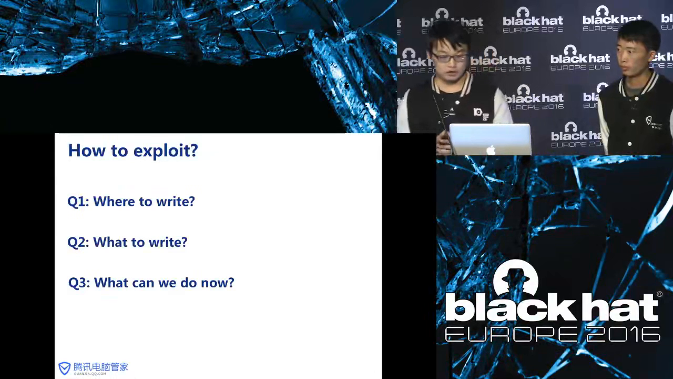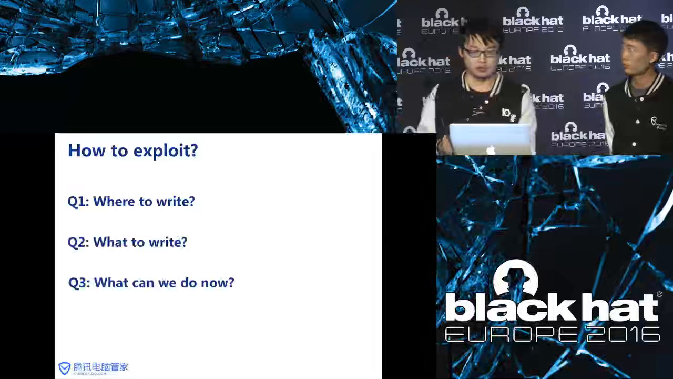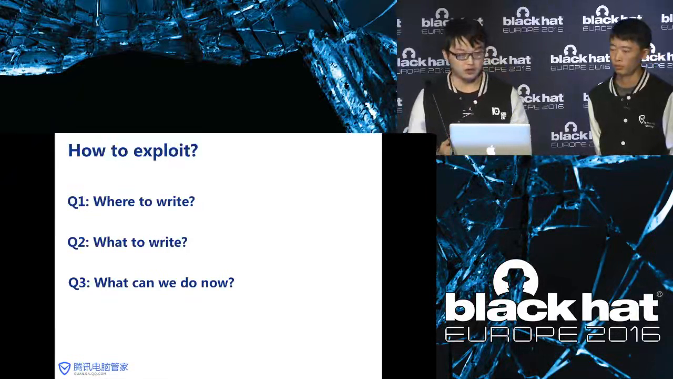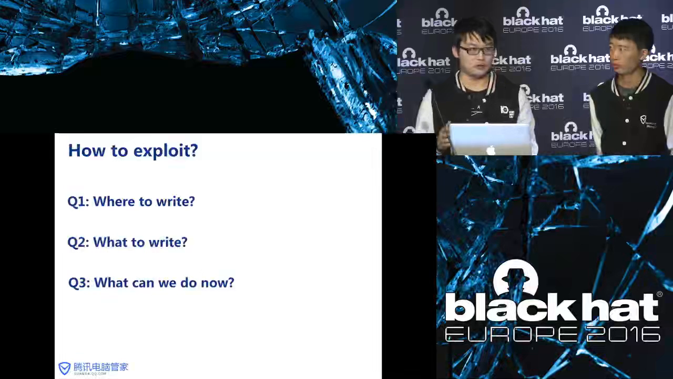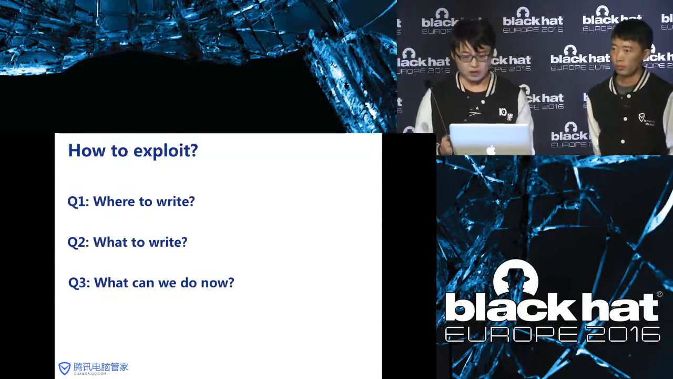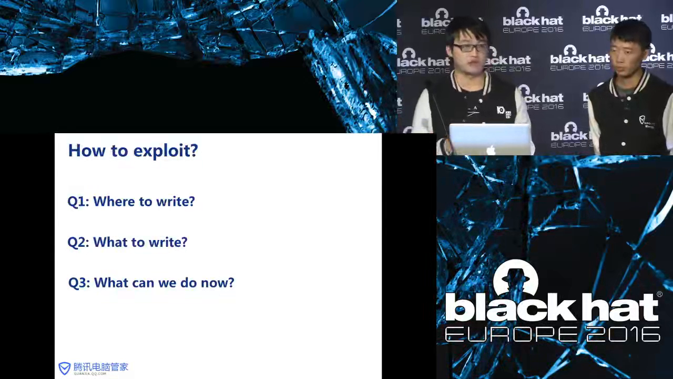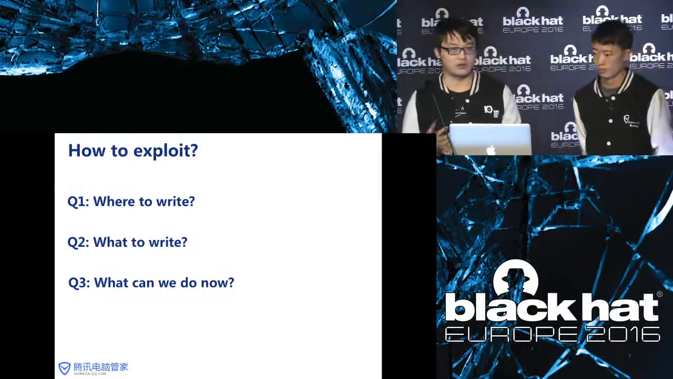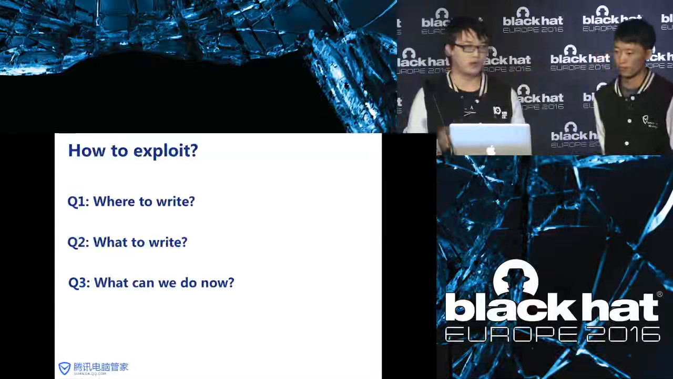For the first question, I think everybody knows that we should interrupt the normal procedure of the process and force it to jump into our shellcode. Then for what to write, we want to make use of the abnormality. And the third one is, after we alter the data, what can we do to reach the final destination, like escalating privileges to the system privilege or gaining whatever we want.